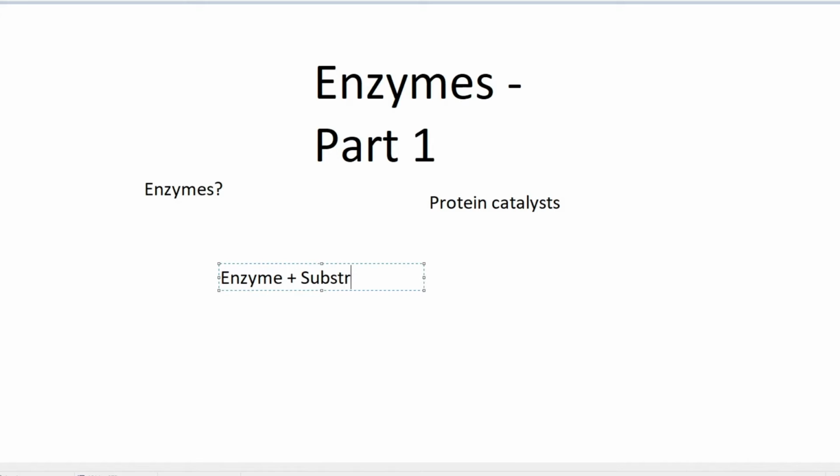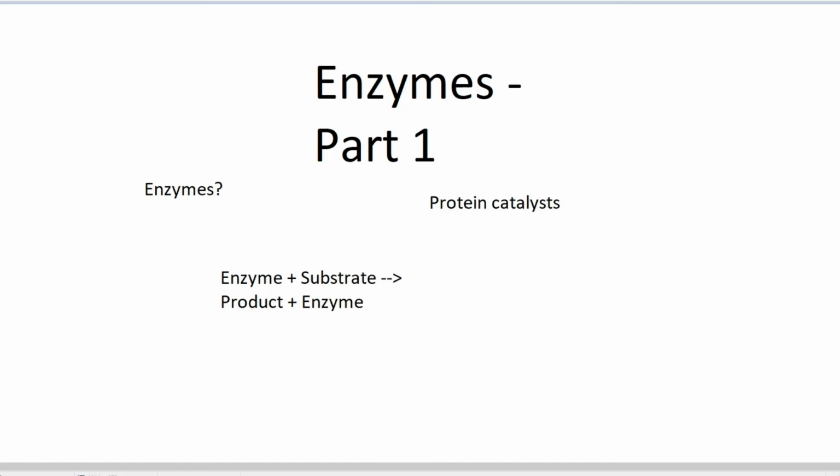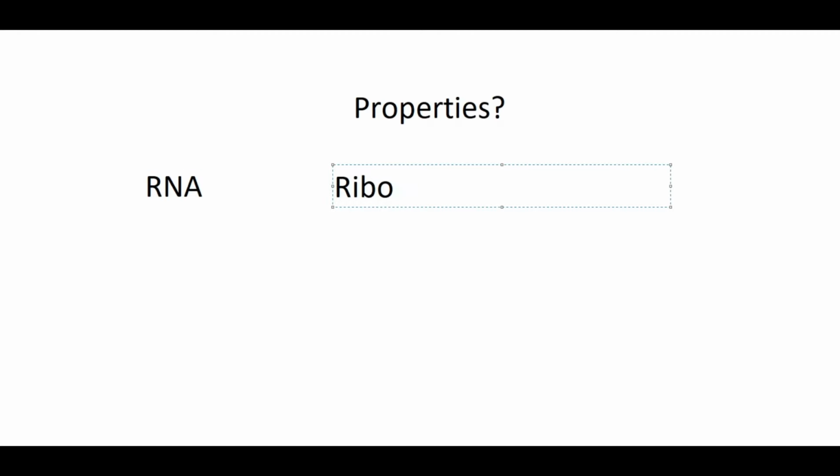An enzyme reacts with substances called substrates, and then they form products. Now, the enzymes are not a part of the products, they are separate from them, but they join the substrate, allow the catalytic reaction to happen, and then form the product and then leave the product. Okay, moving on to the properties, but before that, I'll just tell you that RNAs have catalytic activity, but they're not called enzymes, they're called ribozymes.